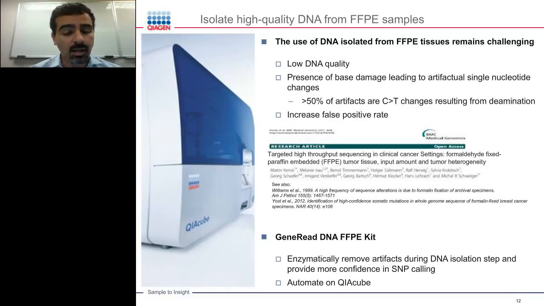So what QIAGEN has done is develop the GeneRead DNA FFPE kit. The GeneRead DNA FFPE kit enzymatically removes artifacts during DNA isolation steps and provides more confidence in SNP calling or variant calling. It physically and enzymatically removes these artifacts that you can see in FFPE samples. What this translates to is improved accuracy in variant calling, and I will show you an example in the next step. Another feature of this kit is that it can be automated on the QIAcube to streamline your process.